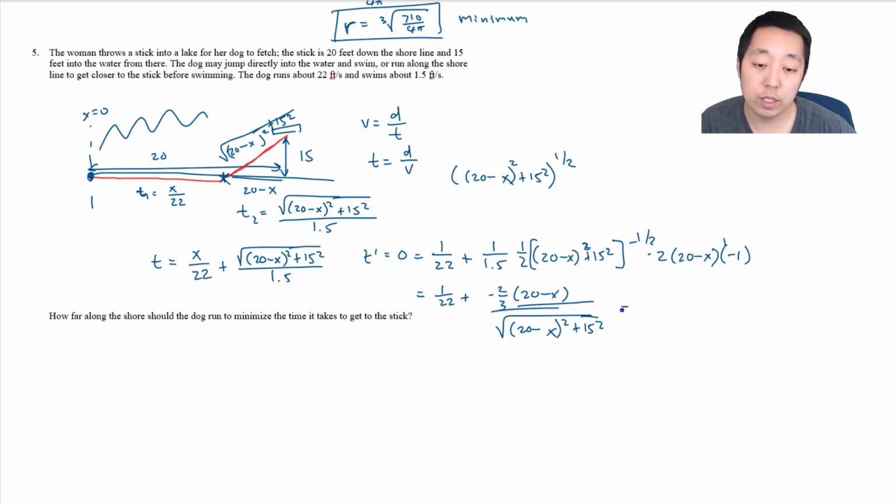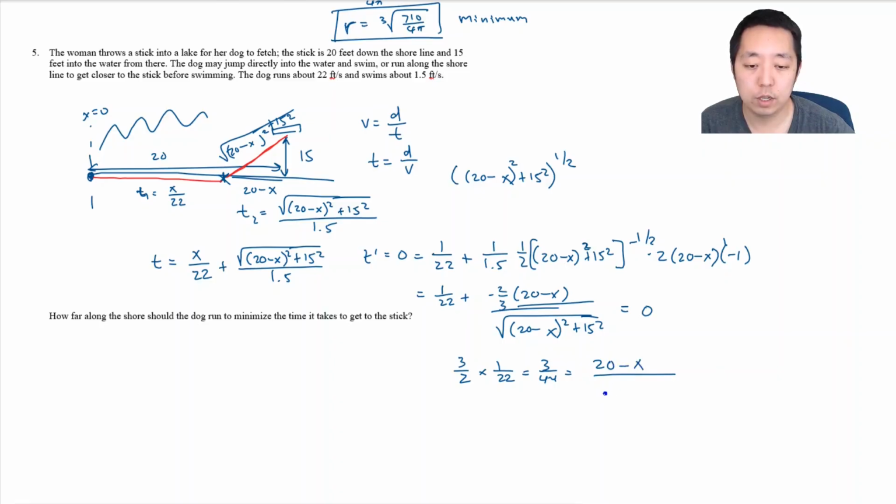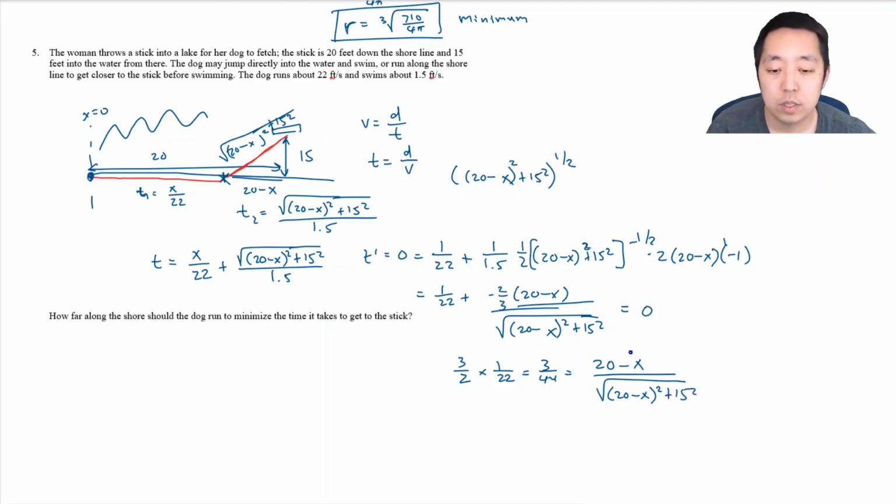Okay, and I would need to know when this is equal to 0. So, kind of annoying, we're going to take it one piece at a time. We're going to move this to the other side and then multiply by 3/2. So it's going to be 3/2 times 1 over 22, which is equal to 3 over 44. And that's equal to all of this on the other side: 20 minus x over the square root of 20 minus x quantity squared plus 15 squared.